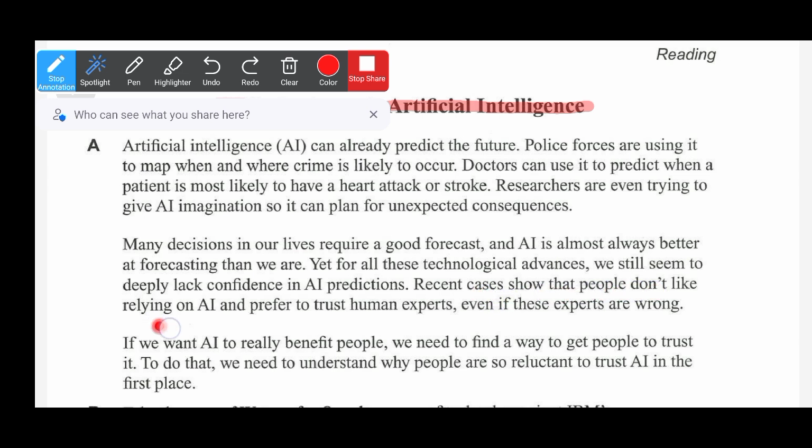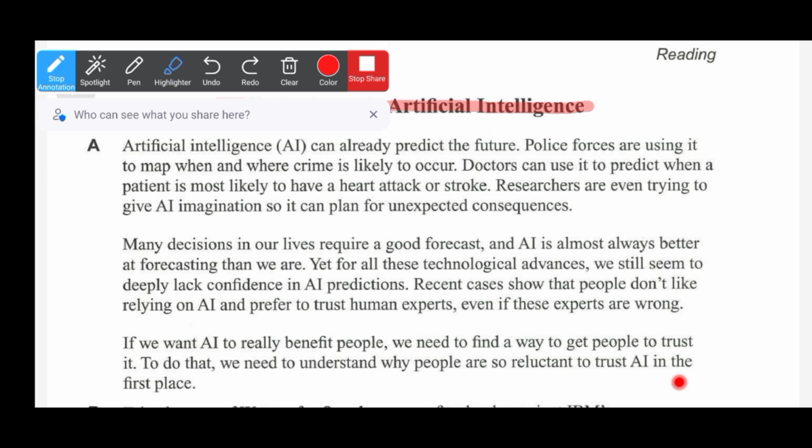Recent cases show that people do not rely on AI and prefer to trust human experts, even if these experts are wrong. So if we want AI to really benefit people, we need to find a way to get people to trust it. To do that, we need to understand why they don't trust it.